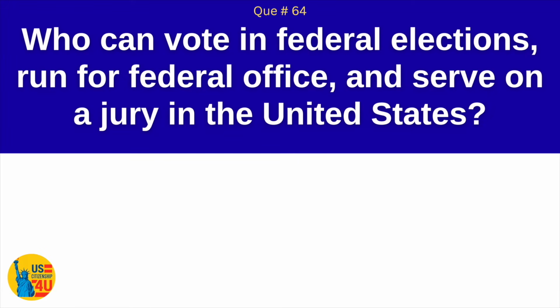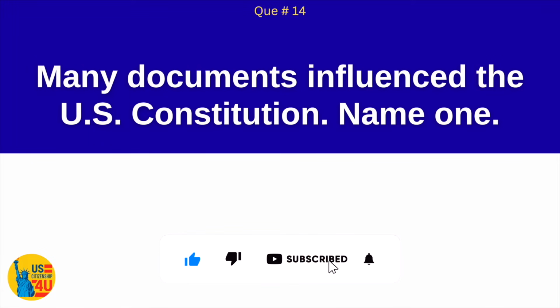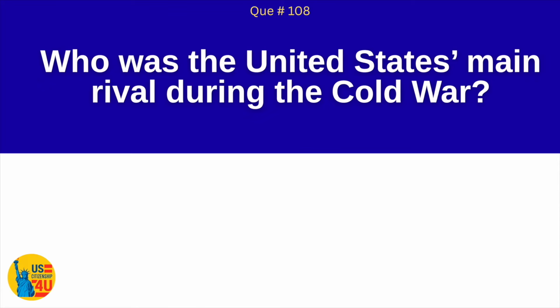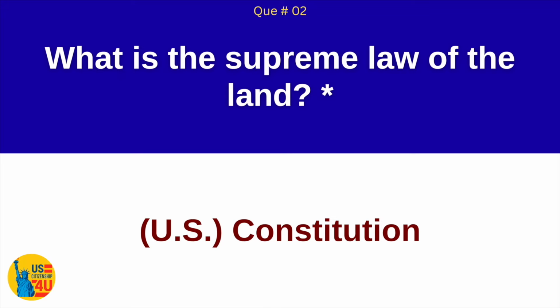Who can vote in federal elections, run for federal office, and serve on a jury in the United States? Citizens of the United States. Many documents influenced the U.S. Constitution. Name one. Declaration of Independence. Who was the United States' main rival during the Cold War? Russia. What is the supreme law of the land? U.S. Constitution.